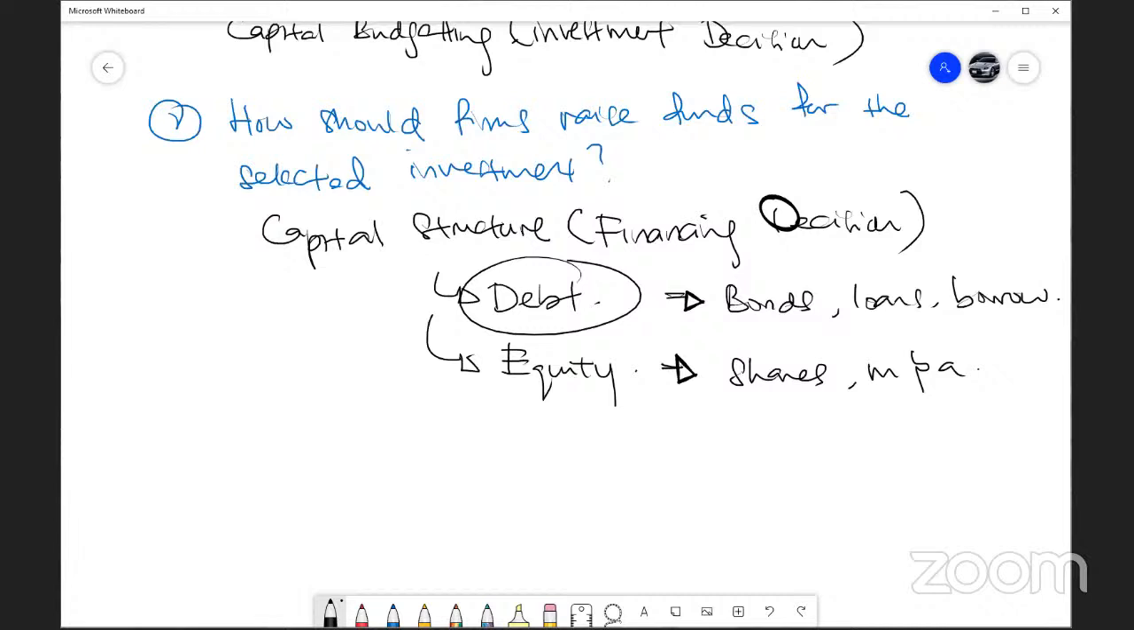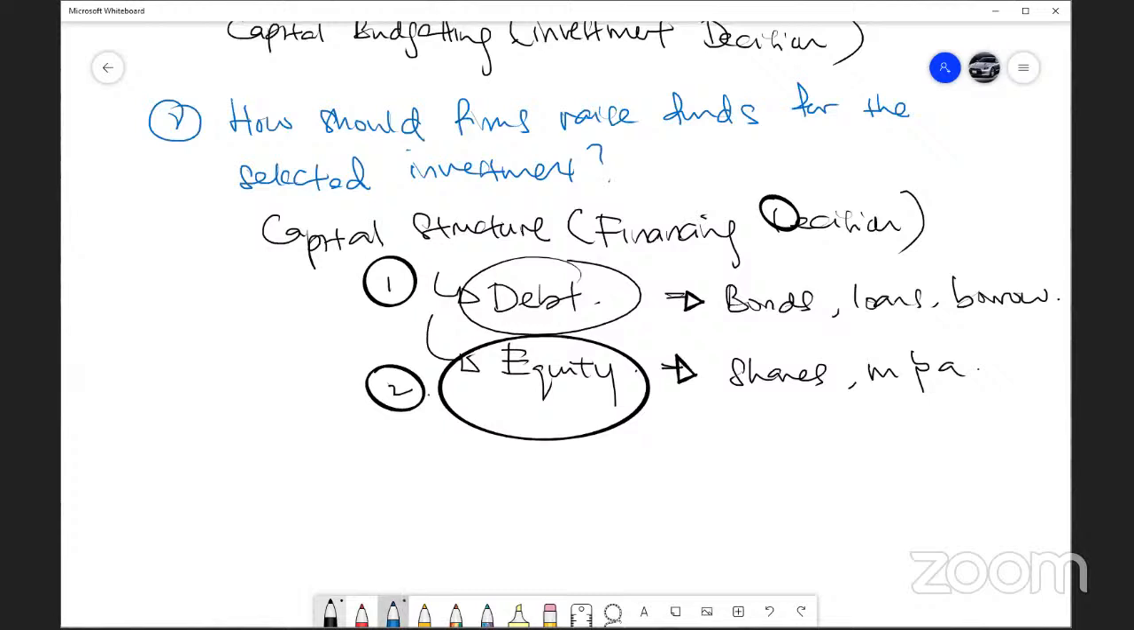Debt means you're borrowing money from other people. So you could borrow from banks. If you borrow from banks, it's called loans. You can borrow from friends and family. You can borrow from the public. That one is called bonds. All right, so capital structure means a financing decision. It could be via debt or via equity.